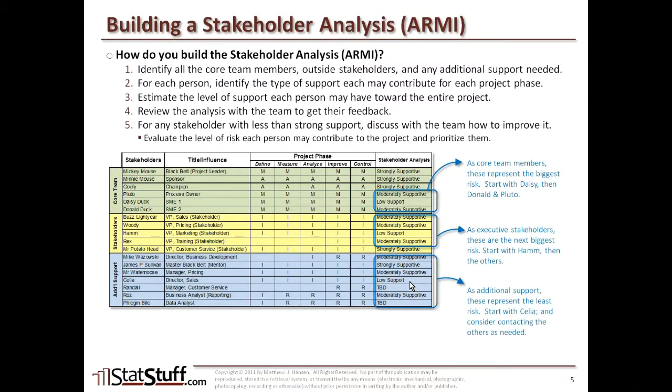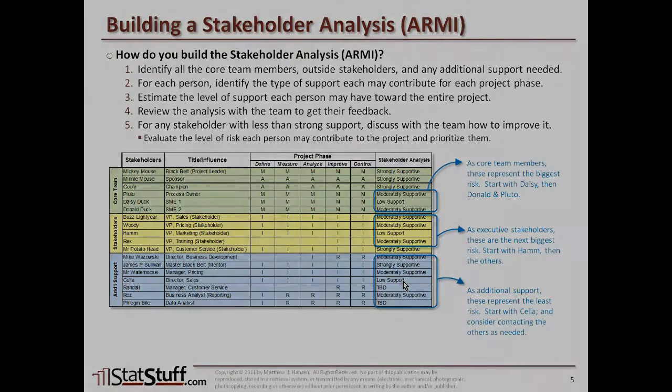Now, it doesn't mean we don't care about their opinion or their support, but it's not going to be as high a priority for us to try to increase it, especially compared to the core team members. So just take that into consideration. We at least want to start with the core team members to increase their support, and then least in priority is the additional support folks that we have. Then we might want to focus on them last.